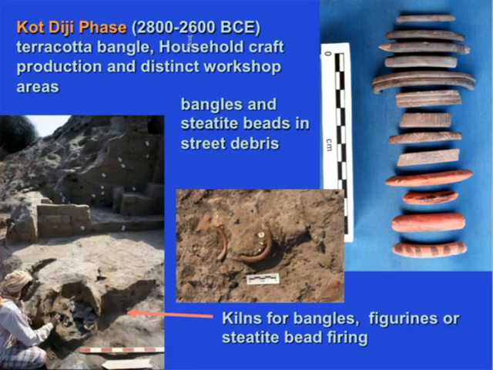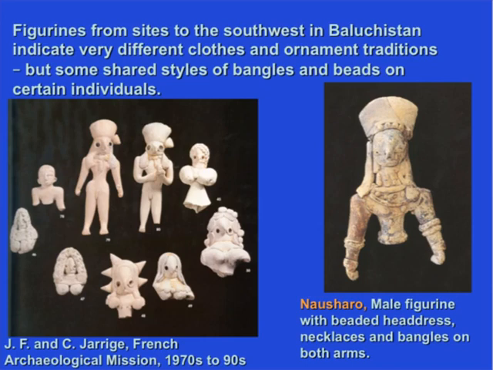Moving back to Harappa, we have evidence for more elaborate styles of bangles: gray bangles, design bangles, painted bangles, indicating hierarchy within the ornament use of bangles themselves. And we can compare Harappa with other sites. If you look at the figurines from Nausharo, which is in Baluchistan, the figurines look different. The way that the ornaments are worn is different. The style of headdresses is different. We do not have figurines like this from Harappa during this time period.